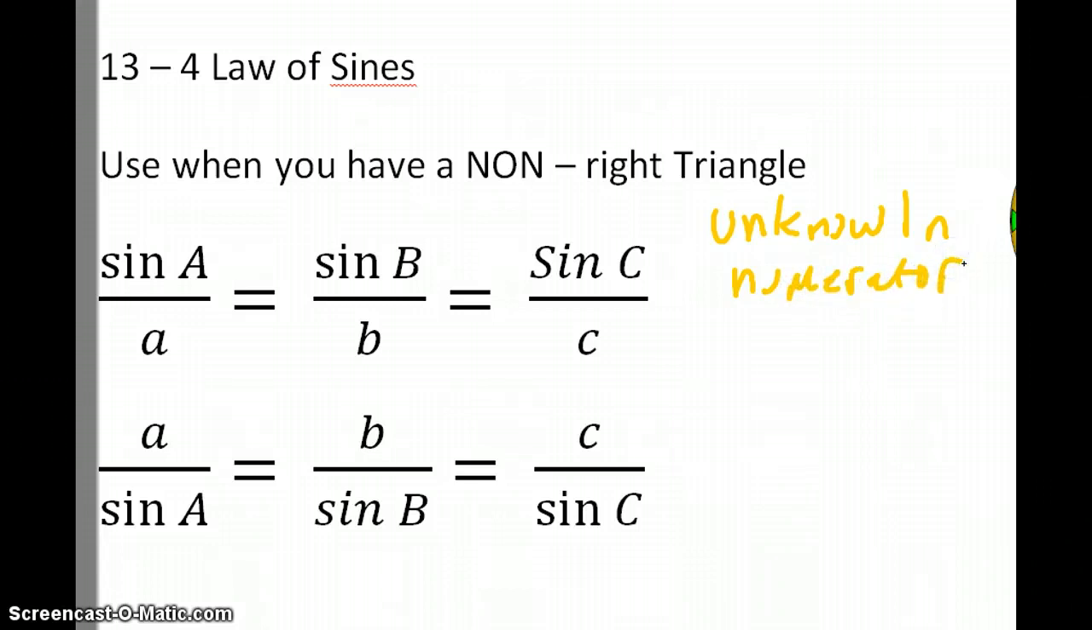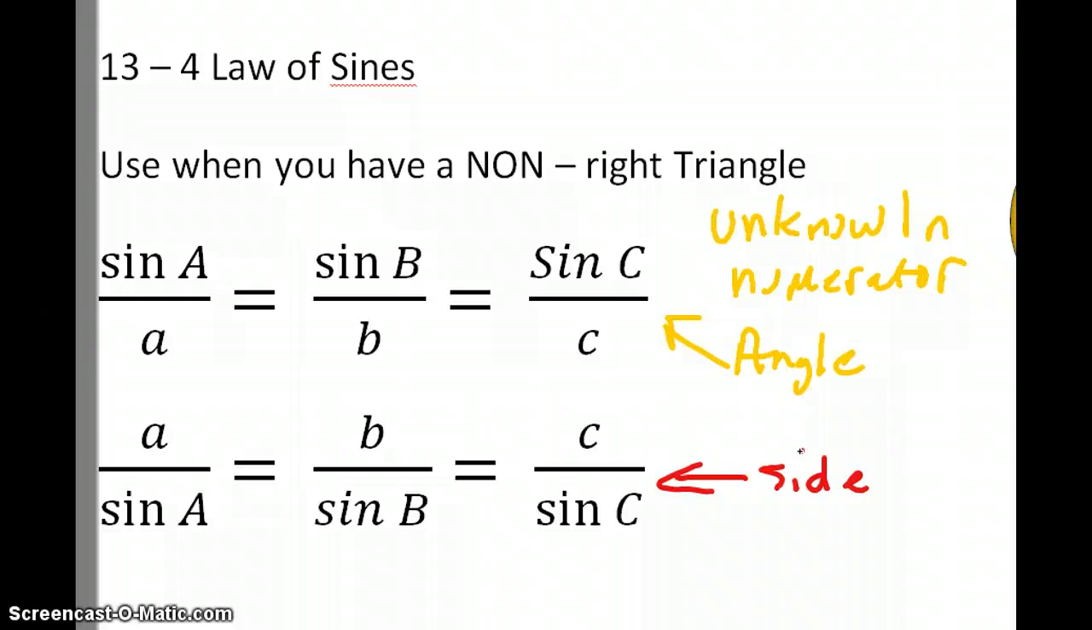So if we're finding an angle, we'll use this when we want to find an angle. And if we want to find a side, we'll use this law of sines. So really, they're not two different formulas, but that's how you'll use them. So copy down the law of sines, and then we'll look at a couple examples.